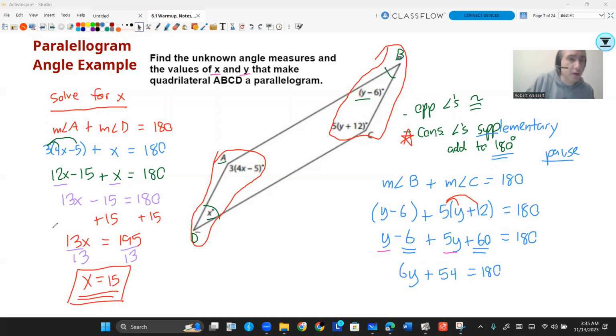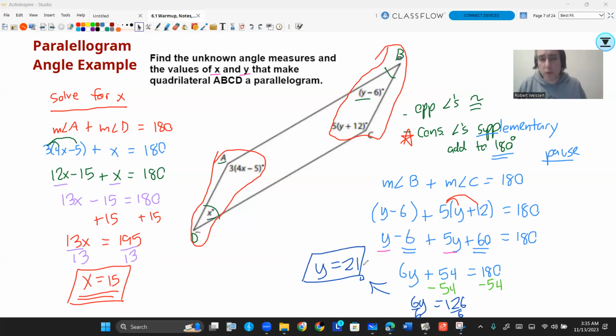Then from there, I can do the rest by solving. I'm going to take that 54 away from 180, and 180 minus 54 is 126. So 6y is equal to 126. And then finally, divide by 6 on both sides. 126 divided by 6 is 21. Now, you're not usually done solving when you have the variables. You have to go back and plug them in. So it says find the unknown angle measures.